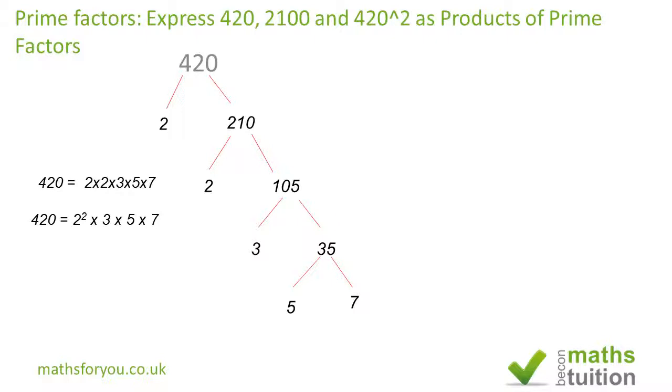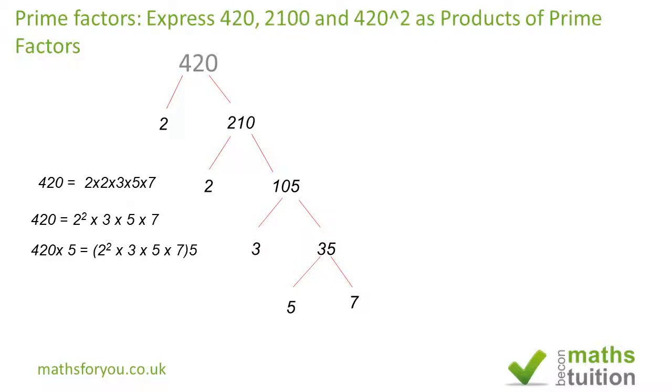Now, for 2,100, in the exam, there's a relationship between 420 and 2,100. I know that 2,100 is a multiple of 420. So, I know that 420 times 5 will give me 2,100. So, in effect, if you now multiply all of these by 5, you should get 2,100. So, that's what I've done here.